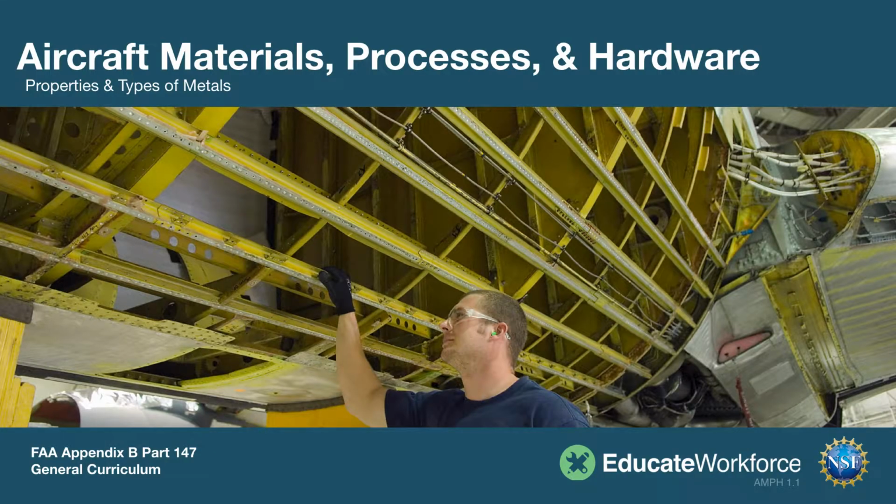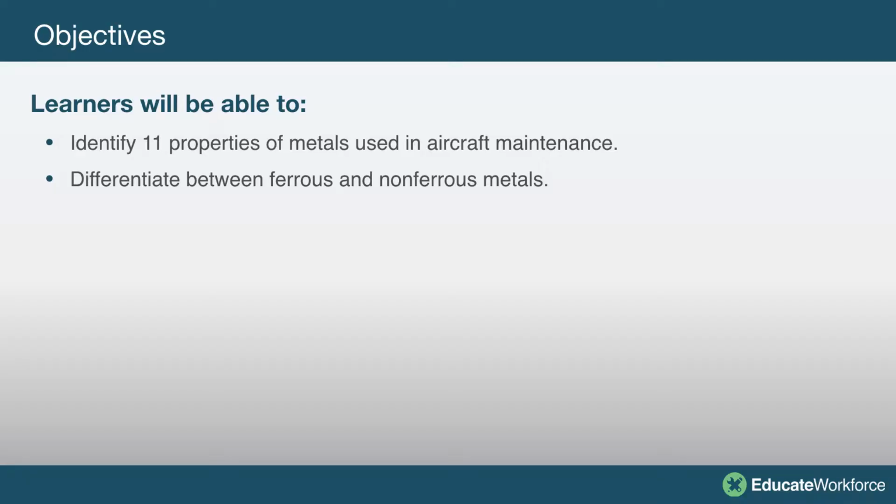Aircraft materials, processes, and hardware: properties and types of metals. We're going to identify the 11 properties of metals used in aircraft maintenance, and then we're going to differentiate between the ferrous and non-ferrous metals.